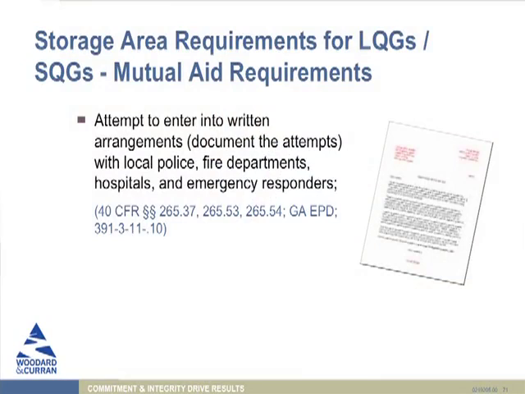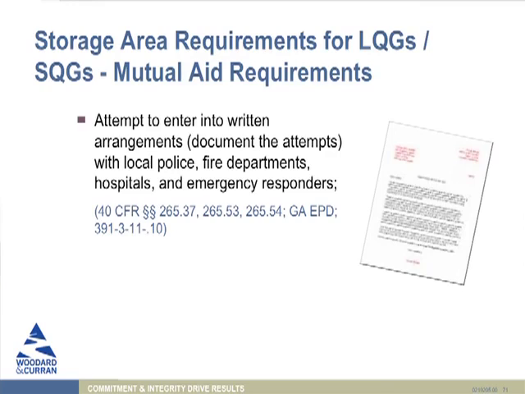You also, this is one issue that comes up a fair amount that is not always covered, you need to make an attempt to enter into a written agreement with your local emergency providers, so with the police, with the fire department, with a hospital. The way the regulations are written very carefully, you have to attempt to enter into a written agreement. It's rare that you will be successful at actually having a written agreement, but what a campus has to do is make sure that they have sent a letter and have the letter on file that they've asked for arrangements with the local emergency providers.